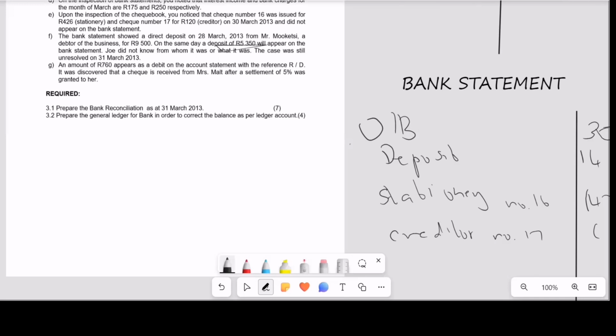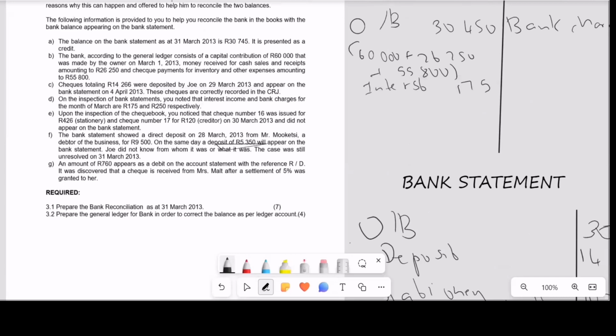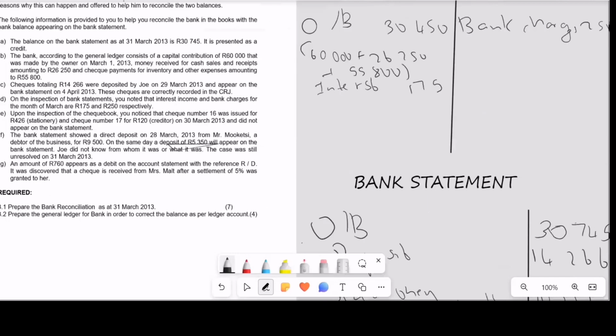So let's first take into account the 9,500. It says the bank statement showed a direct deposit on 28 March 2013 from Mr. Mugeti, a debtor of the business. So which means it appears on the bank statement, which means it's not in our books yet. So we have to include it in our books because the bank says it's there, but it's not in our books yet. So let's include it here, 9,500. I'll just say deposit.